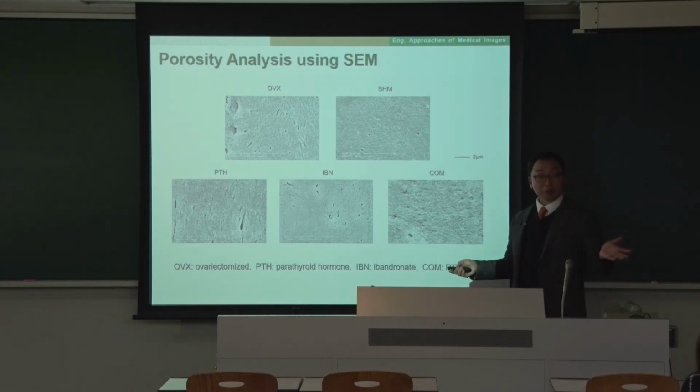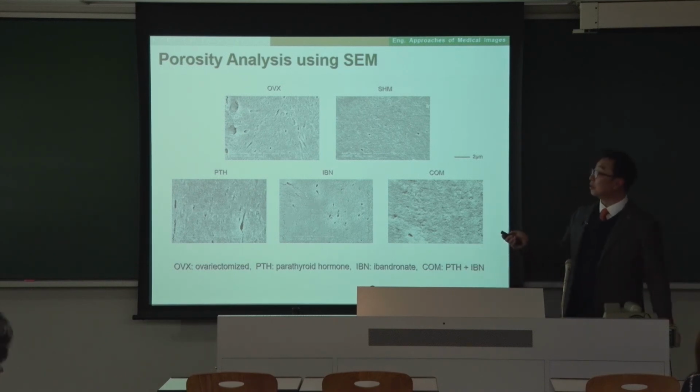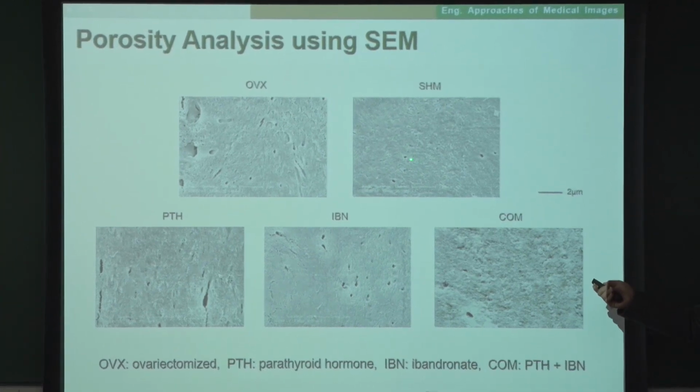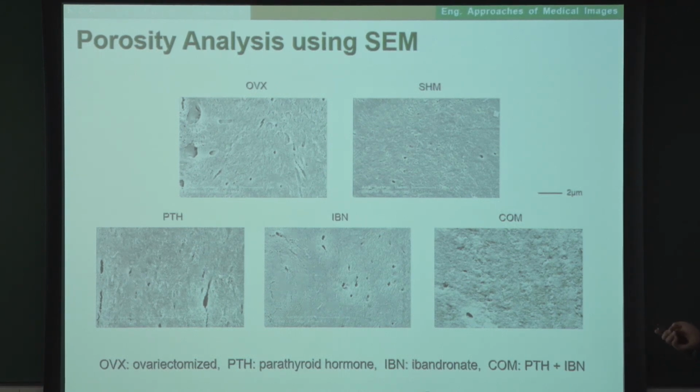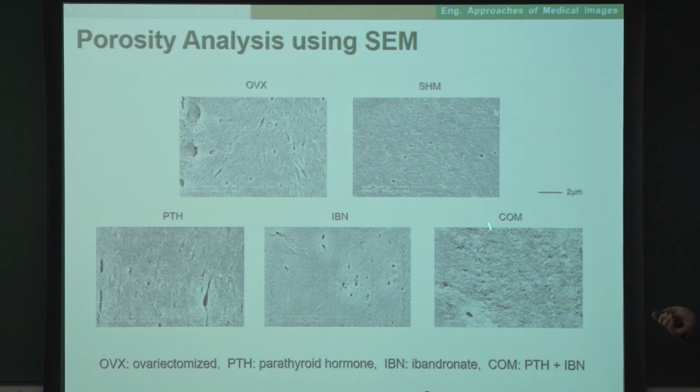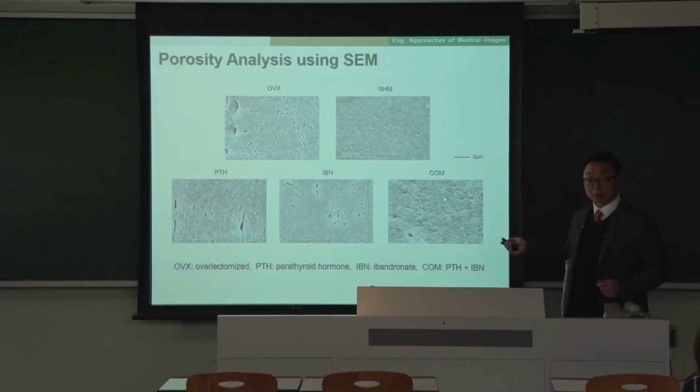Remember, you guys already saw the SEM, right? Scanning electron microscope. So we had that also. So this is OVX bone, osteoporotic bone, sham bone, PTH or ibandronate, and this is the combined bone. Just superficially, by looking at the bone itself, the combined treatment looks much denser as compared to the other treatments, right? So we can actually add this to our paper because of the density. Density-wise, probably this combined treatment works.